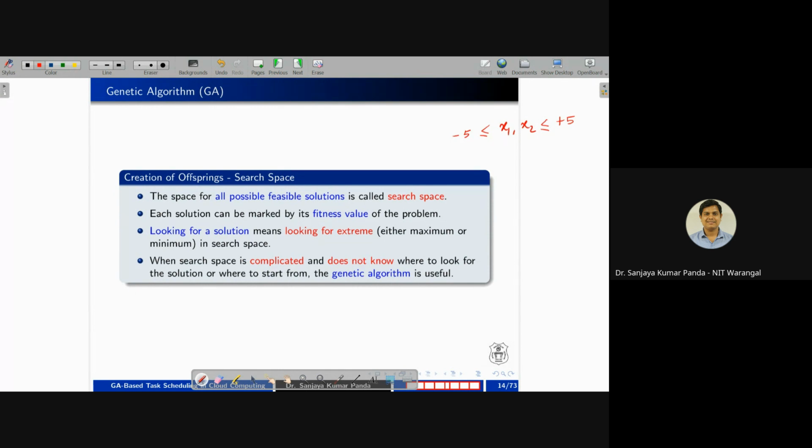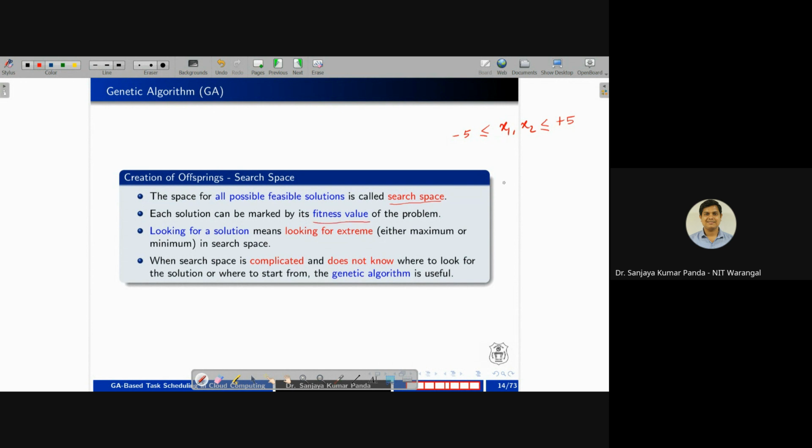All solutions are called feasible solutions, right? So if they follow your representation, then we call all of them feasible solutions. One solution may be a better solution, another solution may be a poor solution. But every solution is giving you a result, right? The result may be good or bad. So the space of all possible solutions is called the search space, and each solution can be marked by the fitness value.